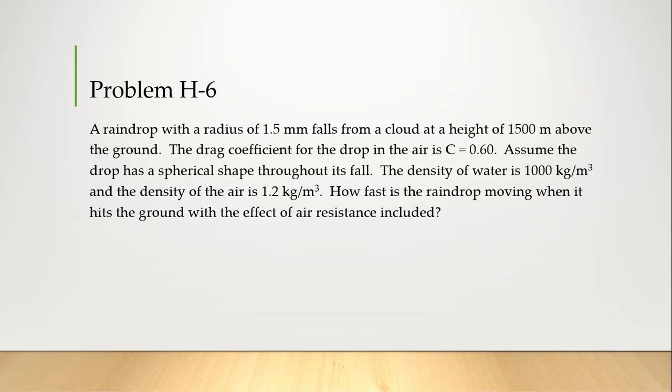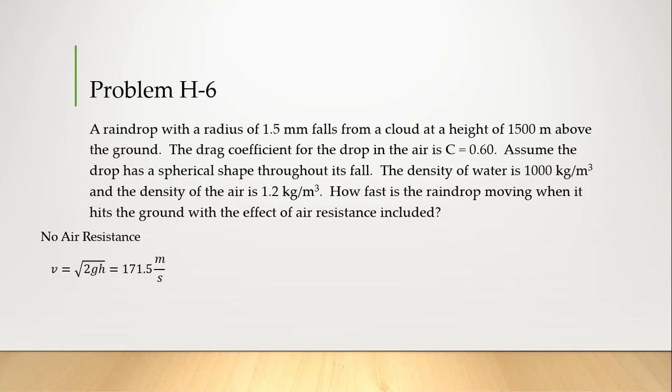And we're going to make the assumption the raindrop is spherical mostly throughout its fall. The density of water is 1,000 kilograms per meter cubed, and the density of air is about 1.2 kilograms per meter cubed. So the density of air is actually pretty small. So I want to know how fast is the raindrop moving if we include the effect of air resistance. So first of all, if we did no air resistance, how fast is the raindrop moving?